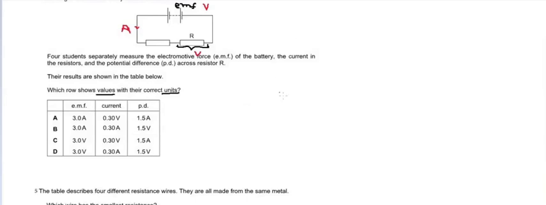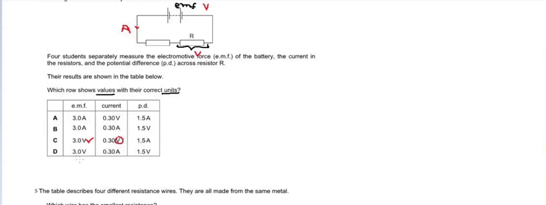Now you can see the options. In options A and B, the EMF is given as 3 ampere. So the unit itself is incorrect, because EMF is measured in volts and not amperes. Now option C, it is given as 3 volts, so that is correct, but the current is given as 0.30 volts. Current we measure in amperes, not in volts. So that option cannot be correct.